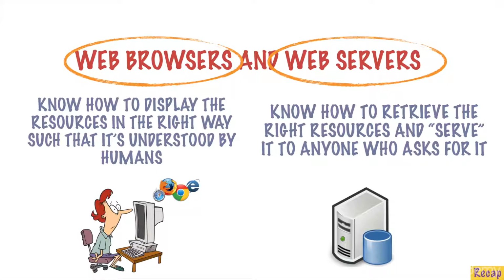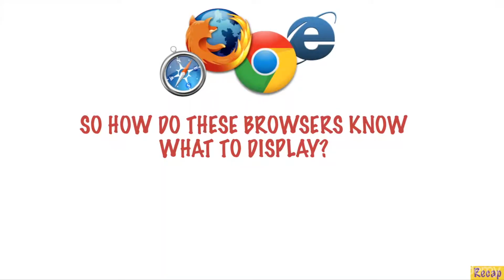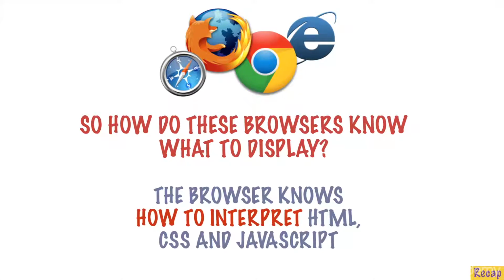So, how does the browser know what exactly needs to be displayed when it gets the HTML, CSS, and JavaScript? And that's the whole point of the browser. It knows how to interpret the world that is HTML, CSS, and JavaScript. We've seen HTML and CSS in tedious detail so far. What we are now going to look at is JavaScript.